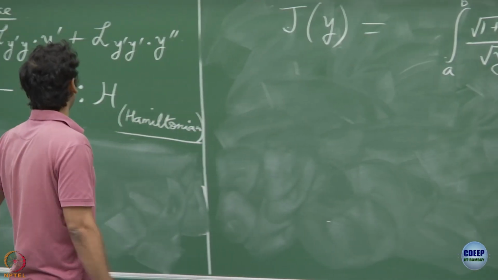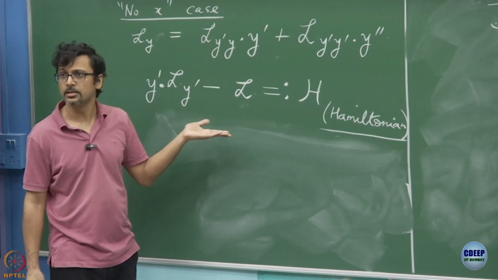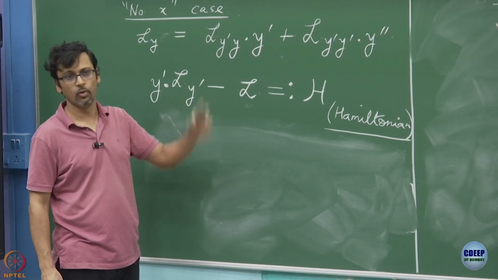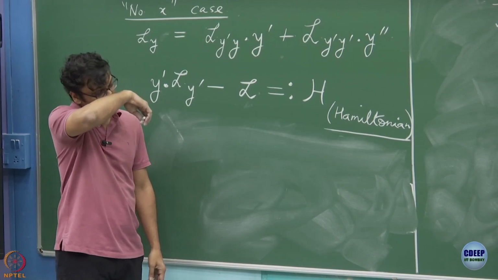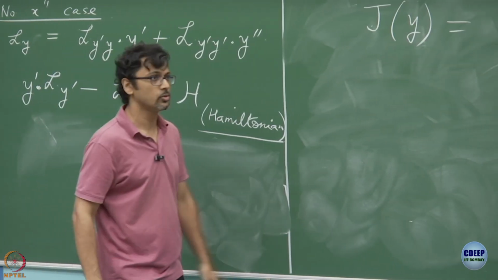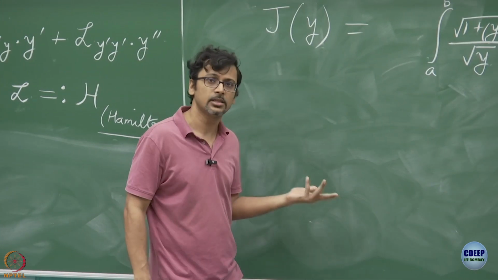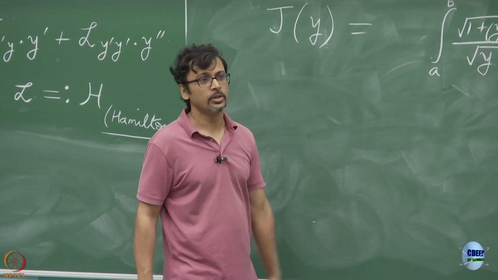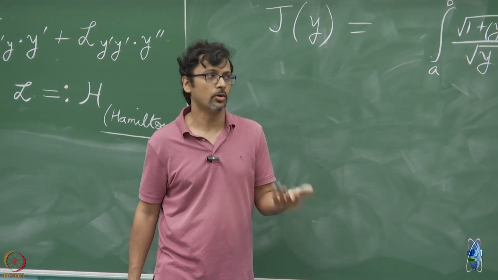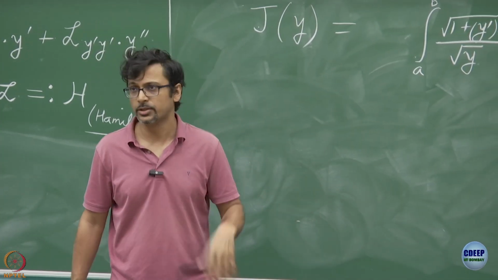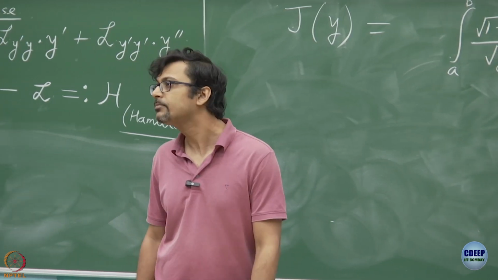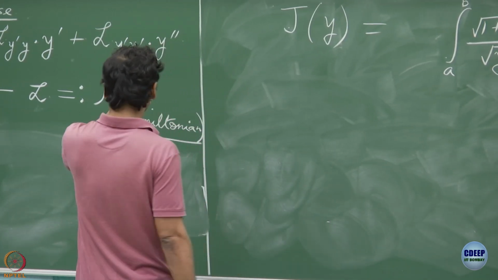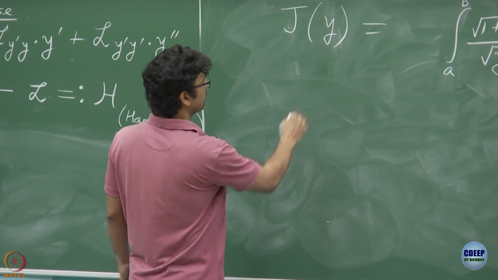Which category does this fall under again? There's a reason why I haven't erased this part. No x, right? There's no explicit appearance of x in this problem whatsoever. So we can just find out what the Hamiltonian is and equate it to a constant and then hopefully solve for a first order differential equation. Okay? So let's see.